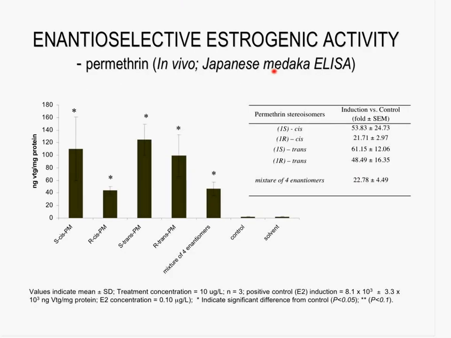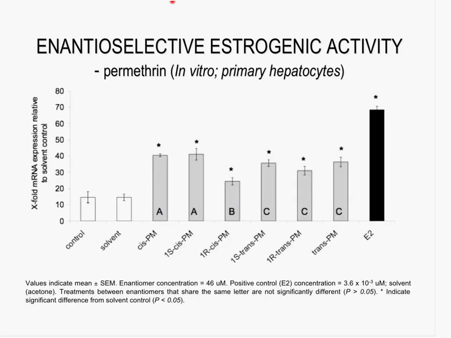And if we take Japanese Medaka in vivo and expose them to the specific stereoisomers of bifenthrin, you do see estrogenic activity for the S enantiomers here. You also see activity in the R forms, but the S gives us the most activity out of all those stereoisomers. You see that in vivo, and you also see that in vitro with our in vitro assays. Again, the 1S cis seems to be the most dominant in terms of this particular response.